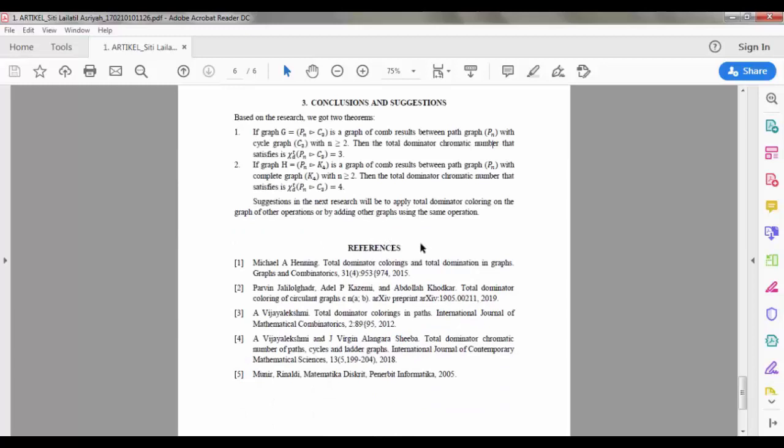And the last, about references. Here we can see that in the article, the author used 5 references as seen on the screen. This is reference number 1, number 2, number 3, 4, and number 5.